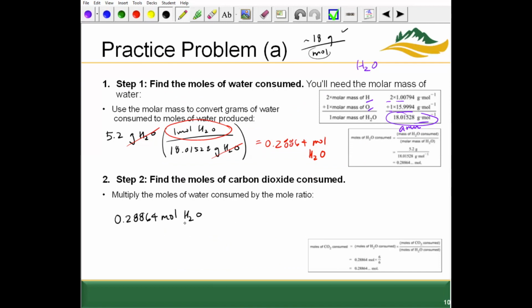So we have this many moles of H2O. Our conversion factor here, so that's why I wrote this one first. It's not the conversion factor.